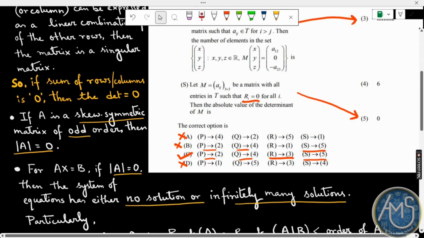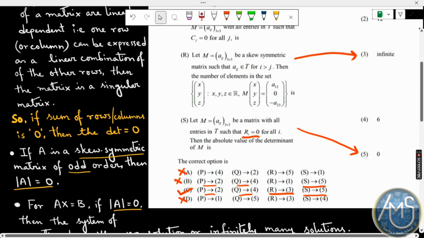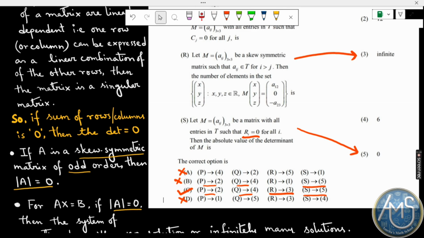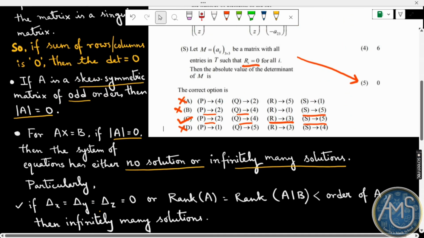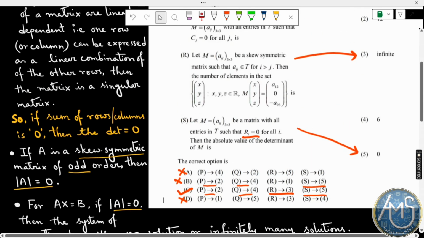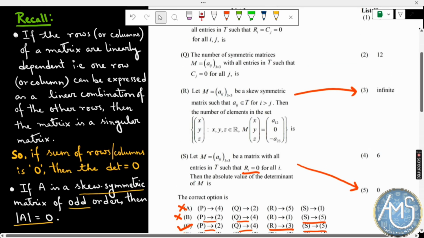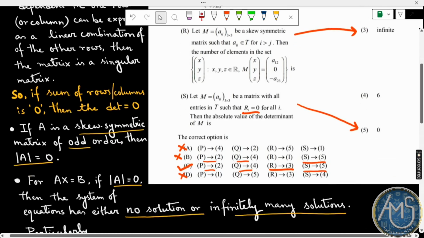And then if you know that if we have an odd order skew symmetric matrix, then its determinant is 0. So if del is 0, then it has either no solution or infinitely many solutions, and the no solution option has already gone, so it must be infinite. So without solving the question, you can find that option C will be correct.